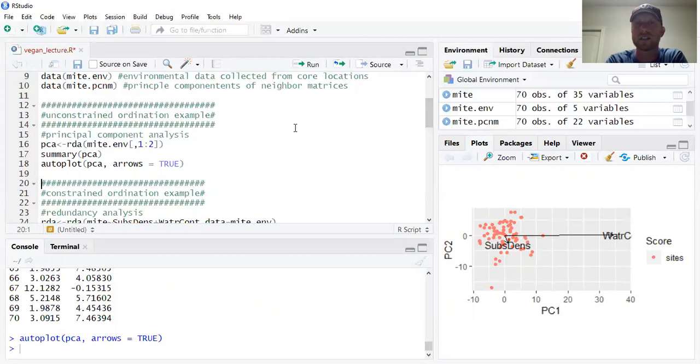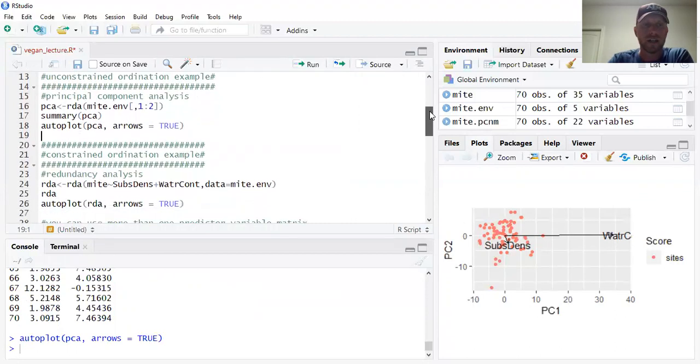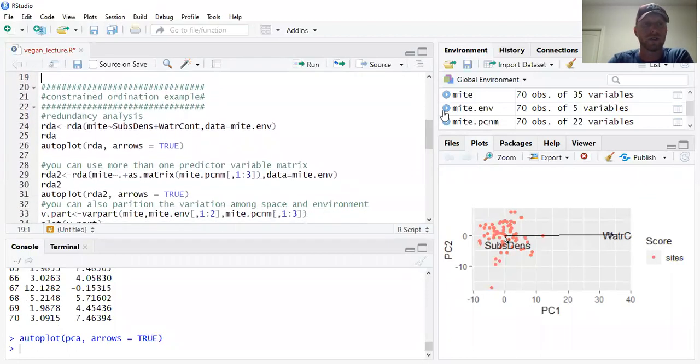That's a form of unconstrained ordination where we have a single matrix and we're thinking about how we can summarize the relationships within that matrix. In ecology, most of the time though, we're thinking about communities and how communities of organisms relate to their environment. And so this next bit of code here is thinking about constrained ordination.